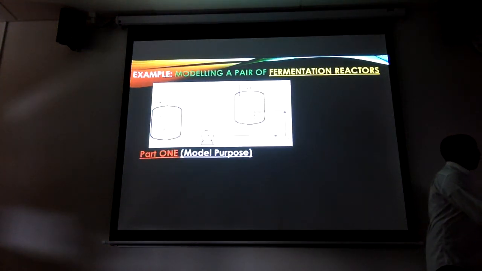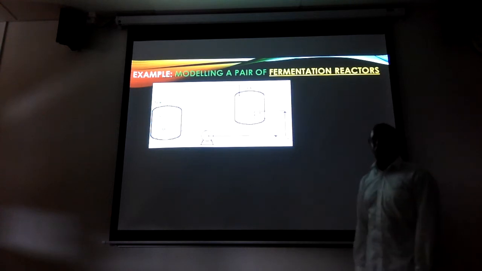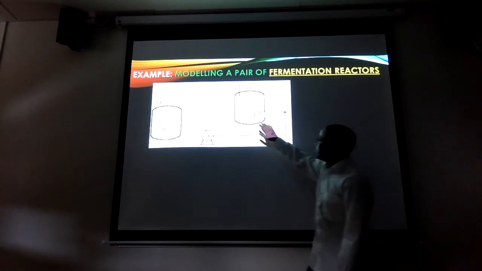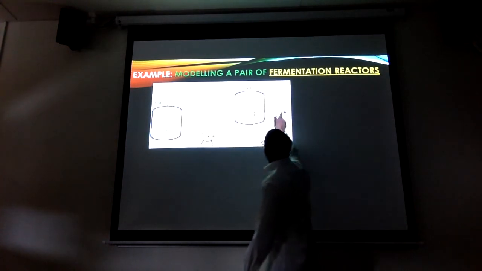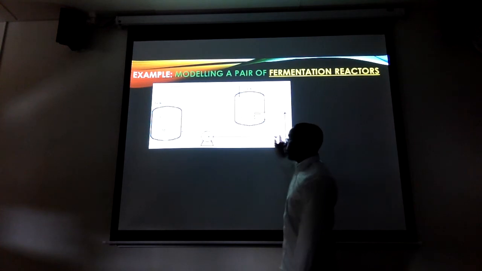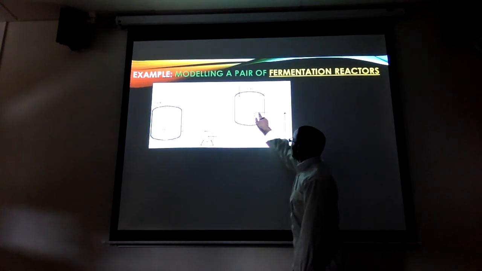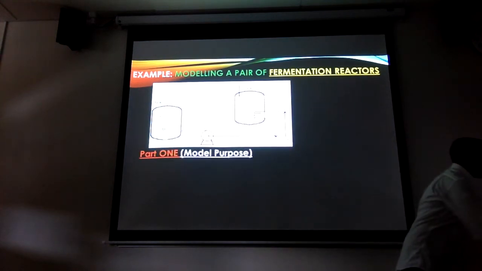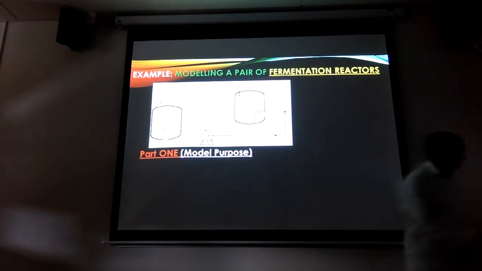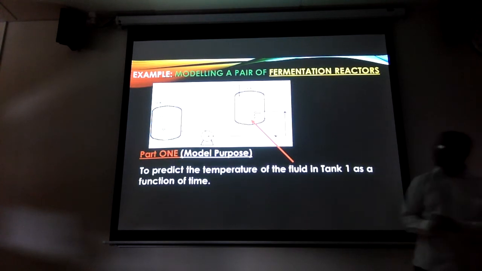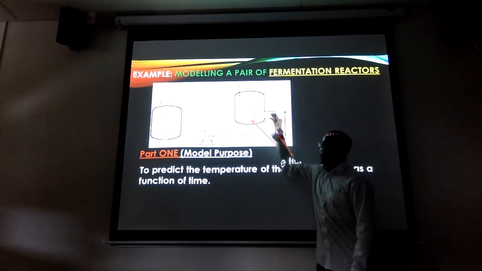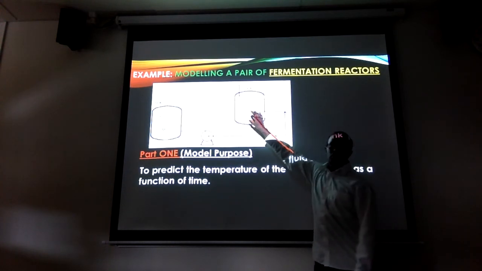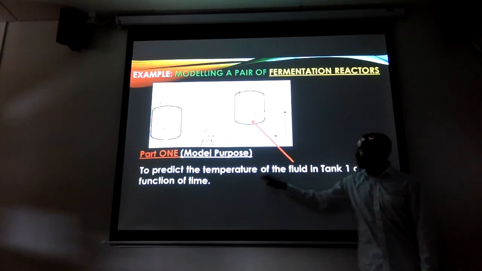Okay? So I chose a fermentation tank, a pair of fermentation tanks. Okay, so we've got some product here, we've got some product here. We are heating by hot water. The hot water is coming through here. It's a coil here and it's moving here. Okay, so step 1 was what? Part 1 was model purpose, and it was only one step. Okay, the model purpose is to predict the temperature in the tank here. Okay, this is what we want to predict. Okay, and basically that's it.